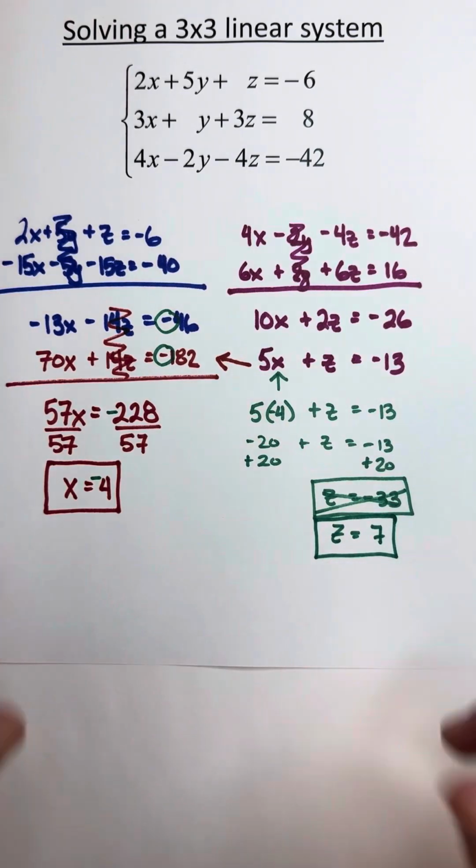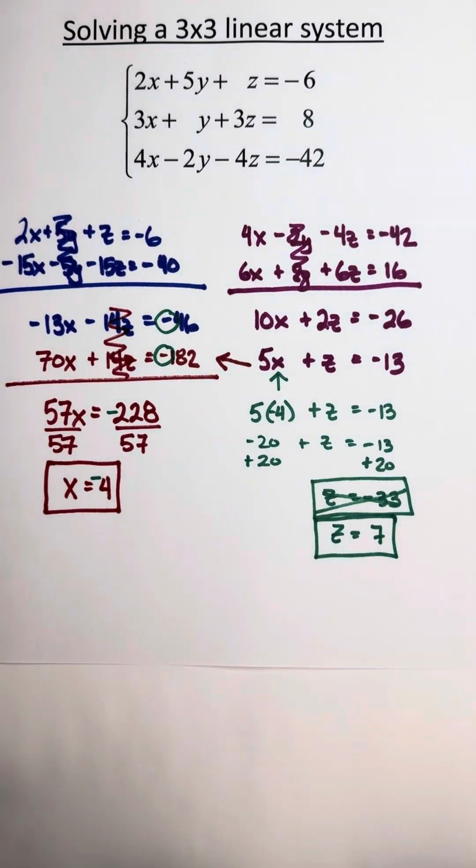Now, why did I go back and check my work there real quick? Because I thought -33 was kind of a big number, so I was not very confident in that answer. So I thought it would be a good idea to go back and check it. And I'm glad that I did.